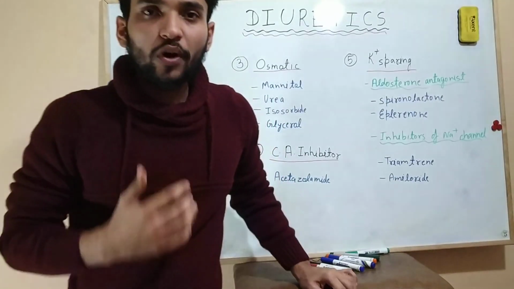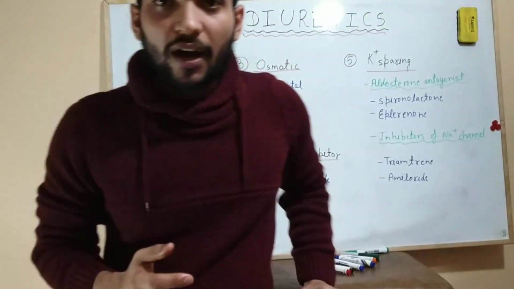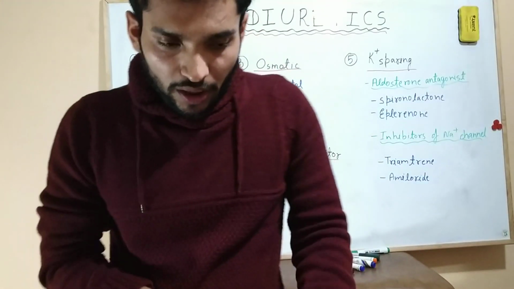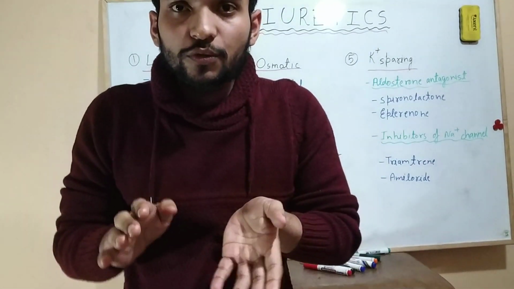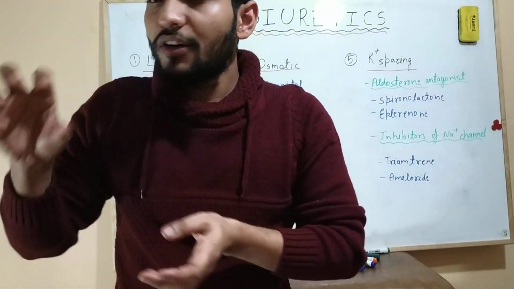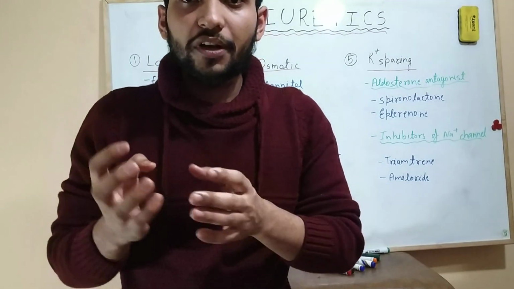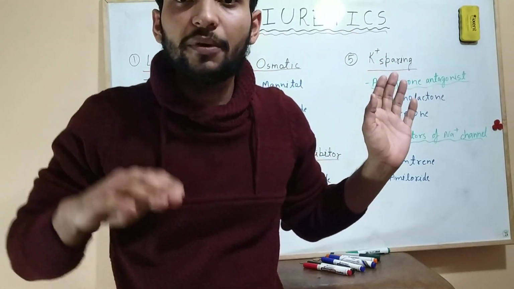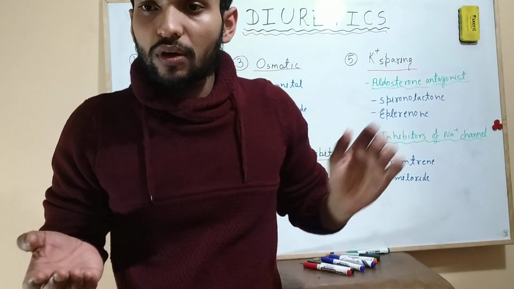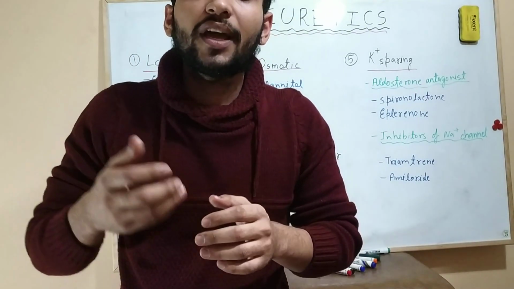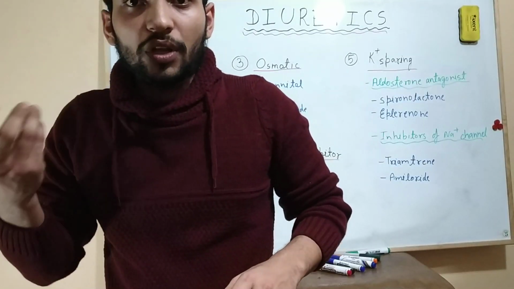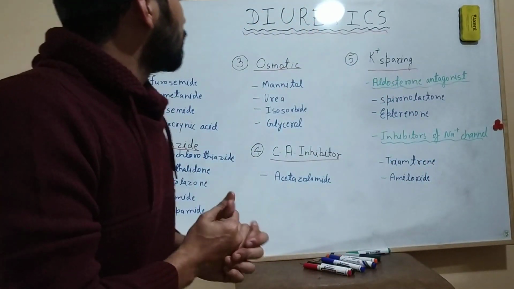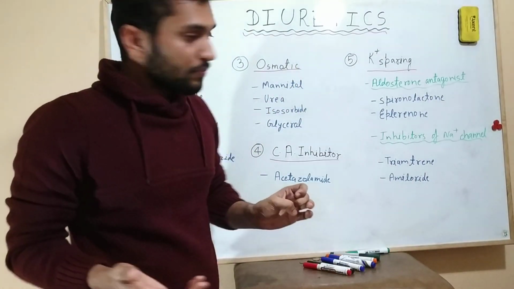Diuretics. So what are diuretics? Diuretics are drugs which increase urine volume. Actually, diuretics are drugs which work in the nephron on the transporters. These transporters reabsorb the primary urine. So these drugs work on the transporters and inhibit them, so the transporters cannot reabsorb the primary urine into the blood. Due to this, urine formation will be high. So this is diuretics.